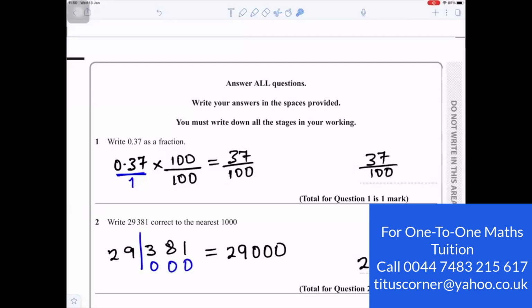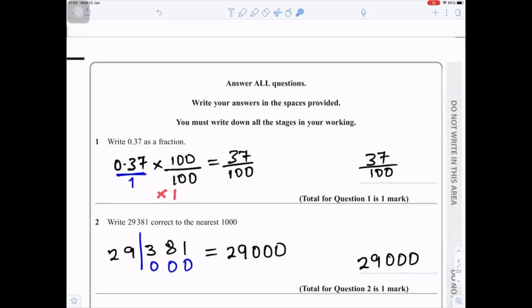Question number 1. Write 0.37 as a fraction. To change from a decimal to a fraction, because it is 2 decimal places, we multiply by 100 and we divide by 100. That is equivalent of multiplying by 1, because 100 divided by 100 is 1. So 0.37 times 100. When you multiply by 100, you move the decimal place 2 places, 1, 2. So your answer becomes 37, and 100 times 1 is 100. So your answer is 37 over 100.